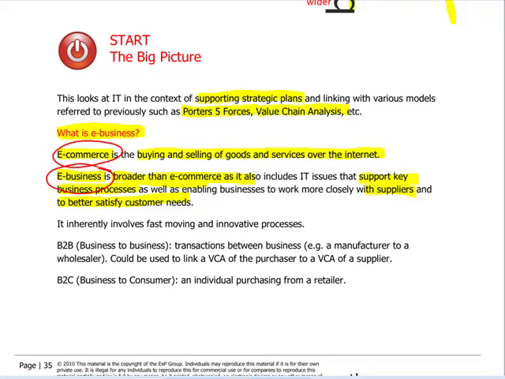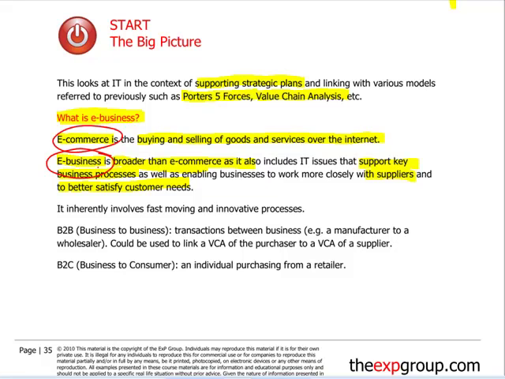Okay, some other definitions we've got here which we need to be aware of. We have B2B and B2C. Okay, abbreviations which we'll often come across. B2B stands for business to business. So what this means, these are transactions between businesses. They go from one business to another business. And the example we've got here is a manufacturing business sells or transfers to a wholesaling business.